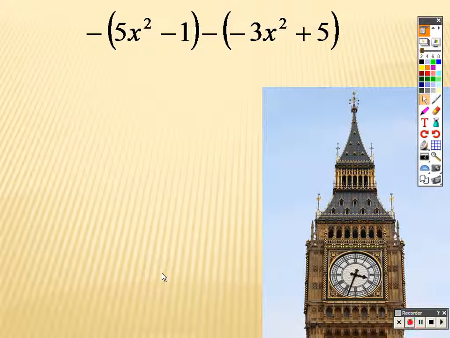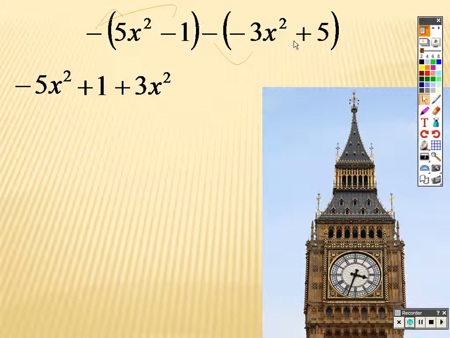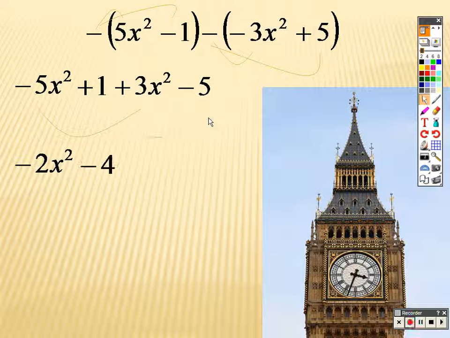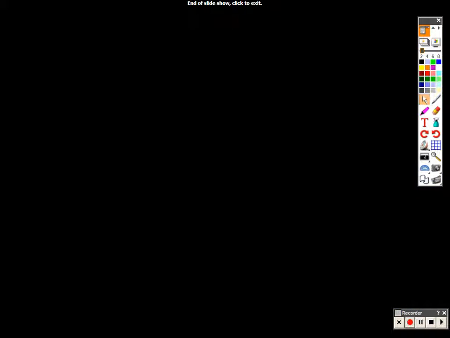And last but not least here, I'm just going to distribute the negative through. A negative times a negative 5x squared, and a negative times a negative is a positive 1. Negative times a negative is a positive 3x squared. And a negative times a positive 5 is a negative 5. Now all you need to do is combine your like terms. Negative 5x squared plus 3x squared is negative 2x squared. 1 and a negative 5 is a negative 4. Just combine your like terms.